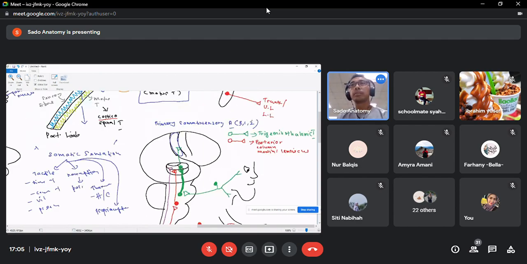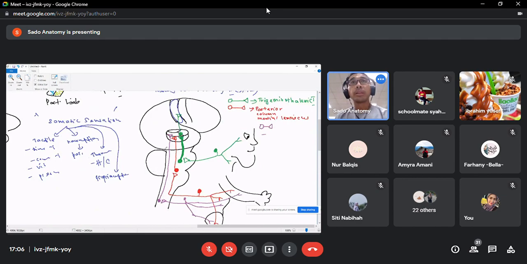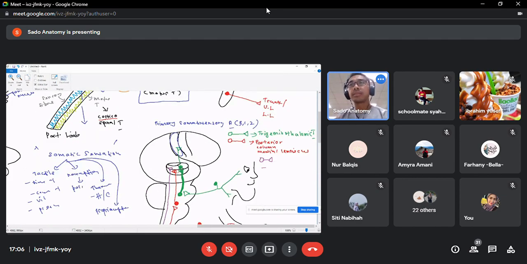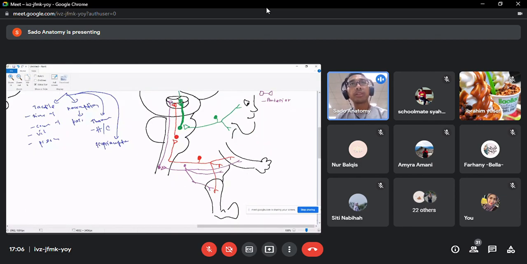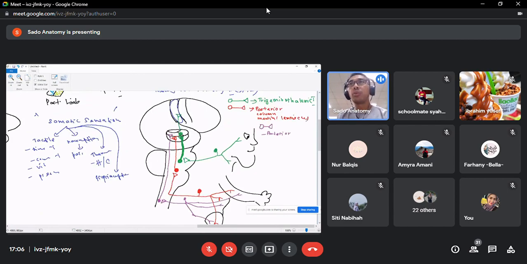The purple color tract. Actually, there are two tracts, but don't worry, you will learn in detail for this. This tract has two types, and I will state both. We call it the anterior. From where, class? This tract begins at the spinal cord and ends at the thalamus. That's why we call this tract the anterior spinothalamic tract.